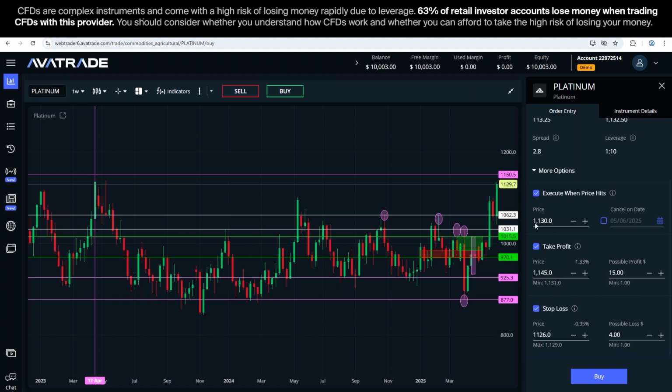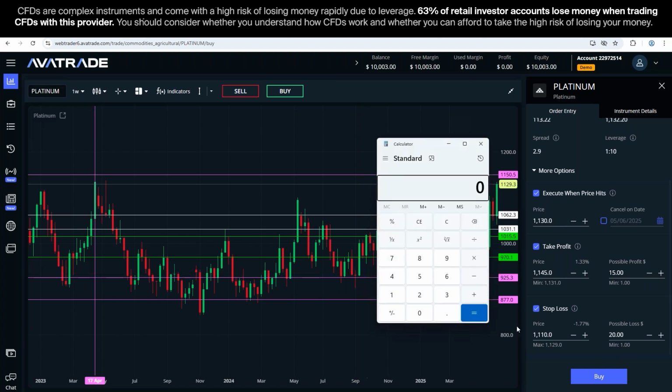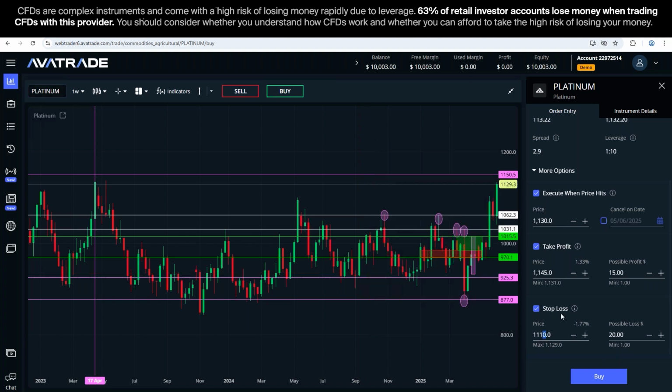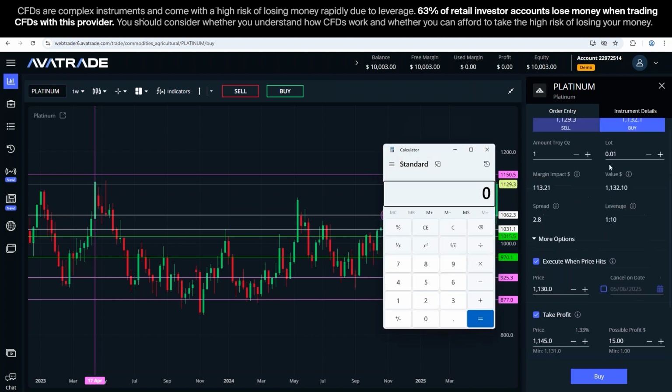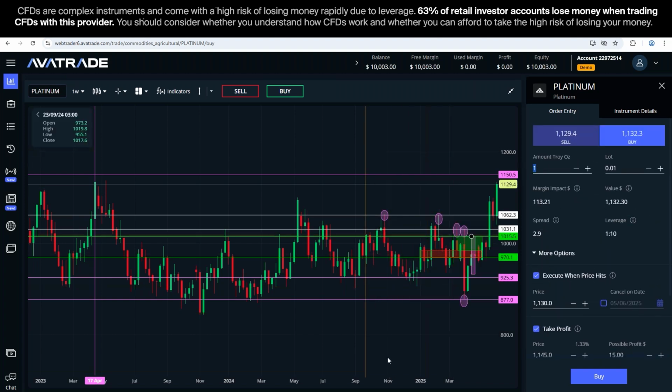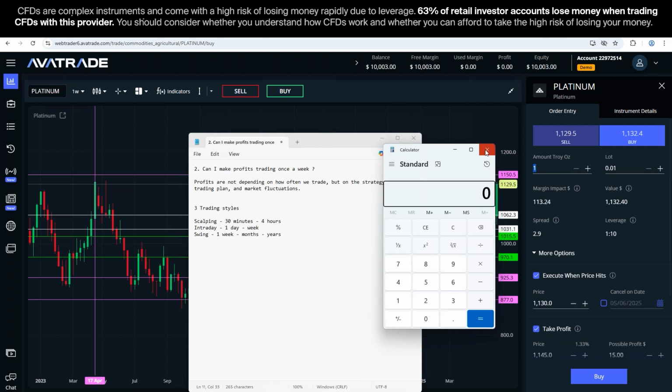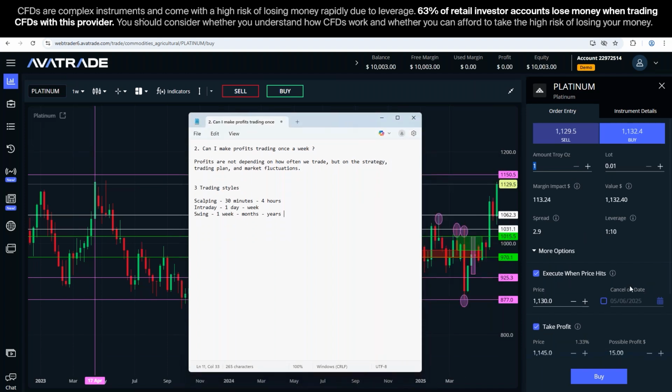That means 1130. That makes it 1110. Excellent. Oh, sorry. Let's just use the calculator real quick. Okay, so this should be actually 15. And here we are. So we've got $15 higher, $15 lower. We're looking at 115 since we've only got 1 ounce, which makes sense. And now we can see if we can make profits or not.